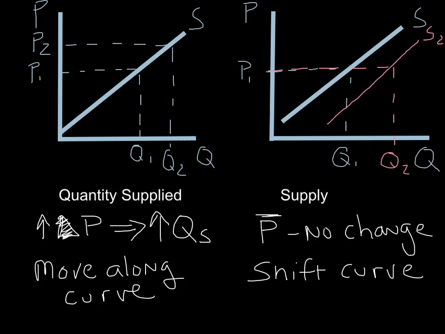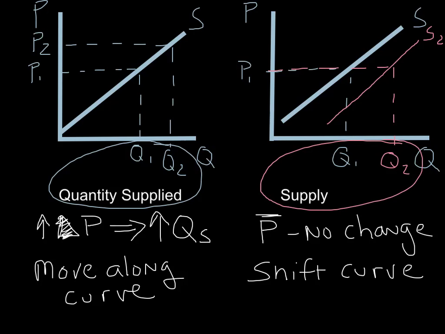Let's summarize what we just did. Anytime you get a change in the price of the good and move along the curve, that's called a change in the quantity supplied. Anytime that the price does not change, but the supply curve shifts, then that is called a change in supply. So over here, the change in the quantity is called a change in the quantity supplied. And over here, the change in the quantity is called a change in supply.